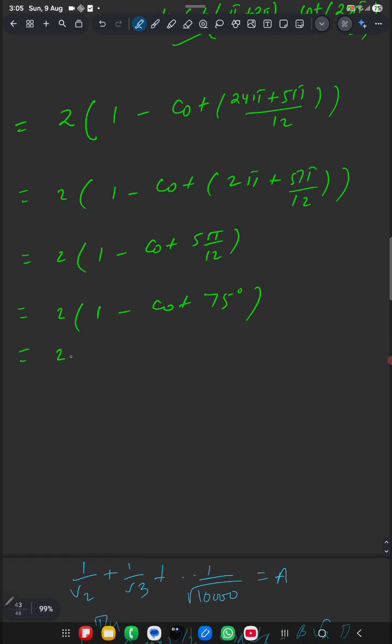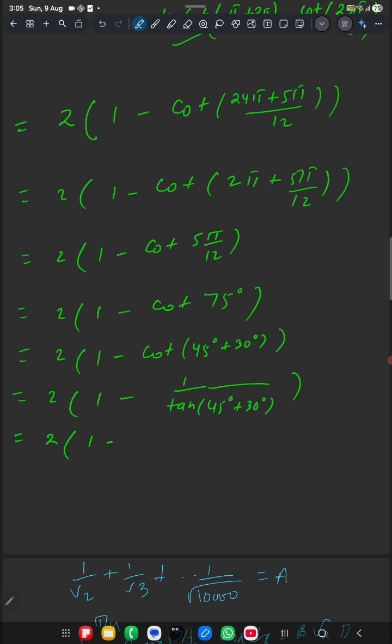75 you can write, twice of 1 minus cot 45 degree plus 30 degree, and you can solve it like 1 minus 1 by tan of 45 degree plus 30 degree, and you use the formula: equal to twice 1 minus 1 upon tan of a plus b, means tan 45 degree plus tan 30 degree, and this divided by 1 minus tan 45 degree into tan 30 degree, isn't it? Bracket closed.